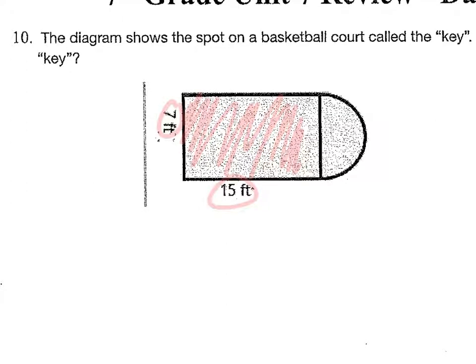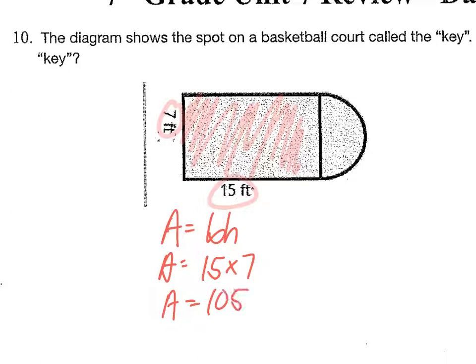So again, I'm going to do the rectangle all in red. So area for the rectangle is base times height. And we are going to do the base of 15 times that height of 7. When I do 15 times 7, I get an area of 105. So my area in here is 105 feet squared.